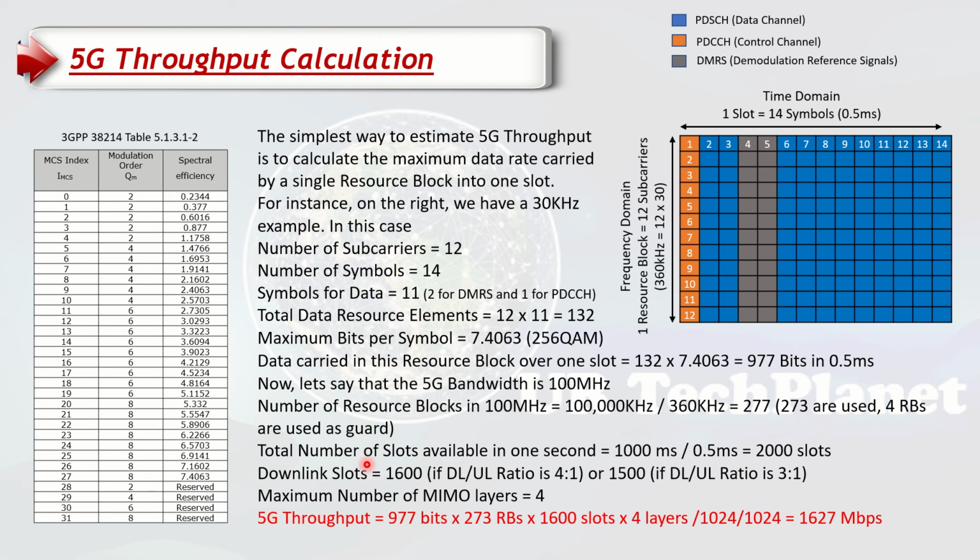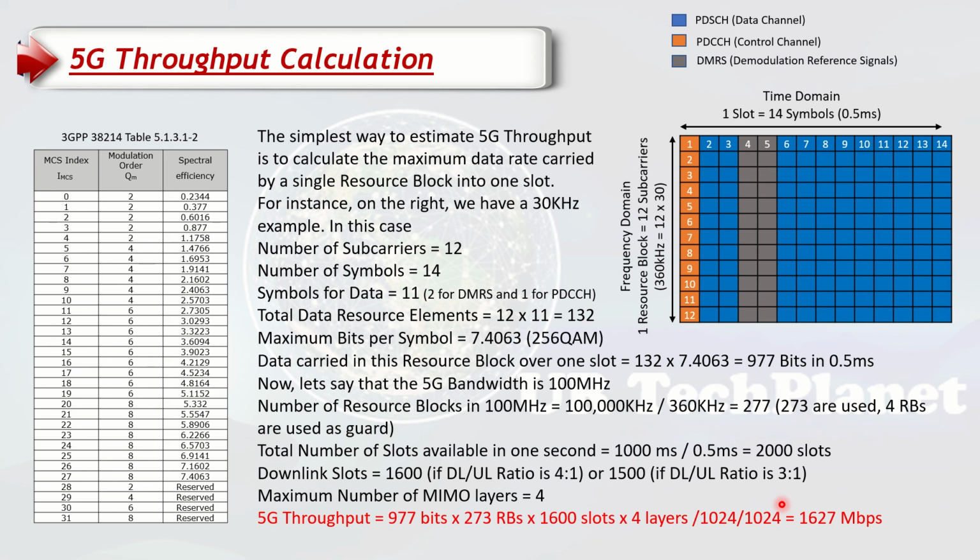So this one is for single layer. In 5G we can right now use, let's say, up to 4 layers. So let's say the maximum number of layers is 4. Then the equation becomes: 5G throughput is equal to 977 bits into 273 resource blocks into 1600 slots into 4 layers, and we divide that by 1024 to convert it to kilobits per second, and then again 1024 to convert it to megabits per second, and this comes out to 1627 Mbps.